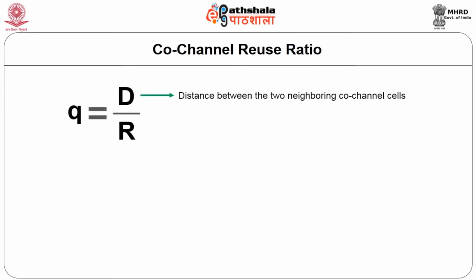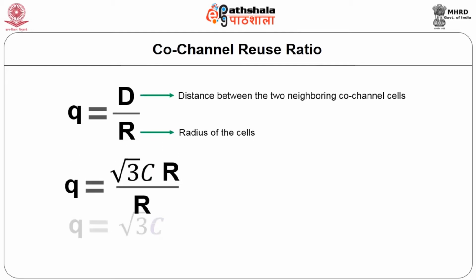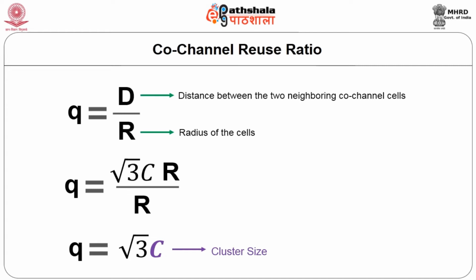The factor q is known as the co-channel reuse ratio. Now, what is this co-channel reuse ratio? The distance between the co-channel cells divided by the radius of each cell is known as the co-channel reuse ratio. So, putting in the values of D and r: what is D? We just evaluated, it is root 3 C r divided by r, which is equal to under root 3 C, because r cancels out. So, the co-channel reuse ratio is given by q equals root 3 C.